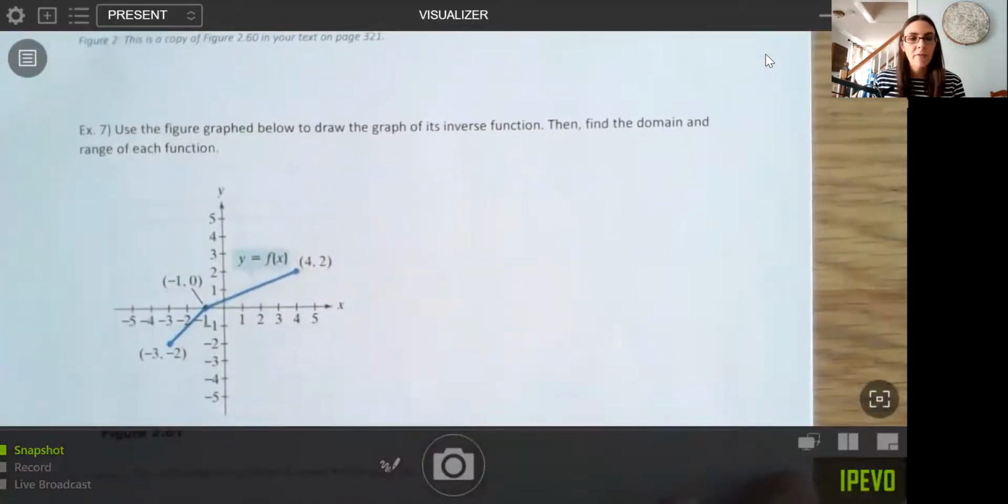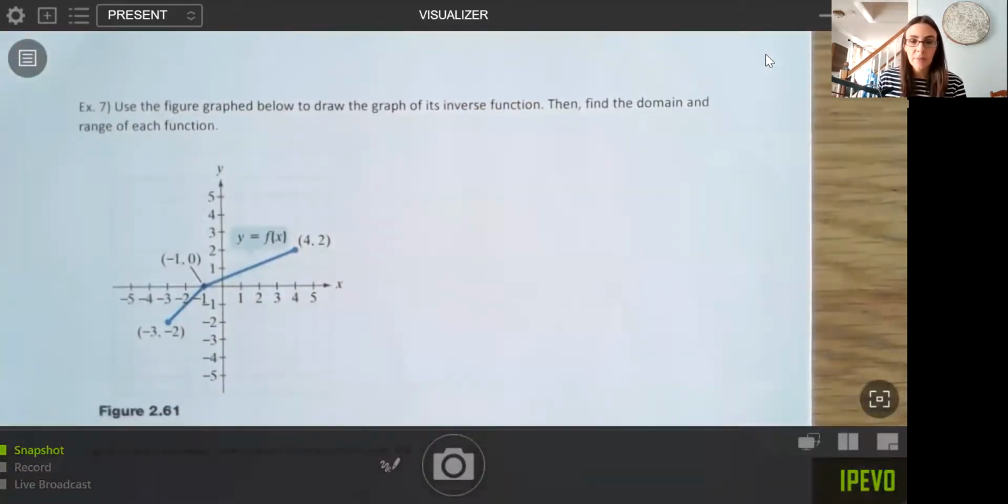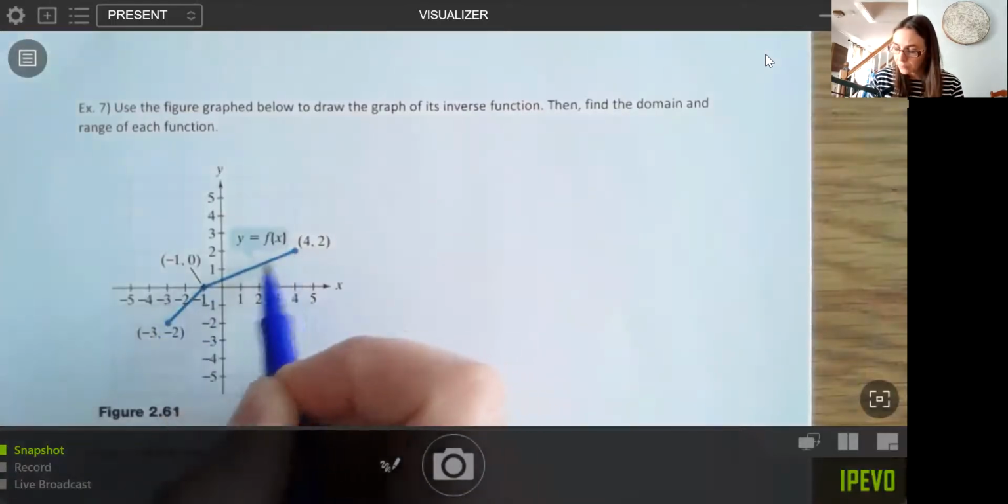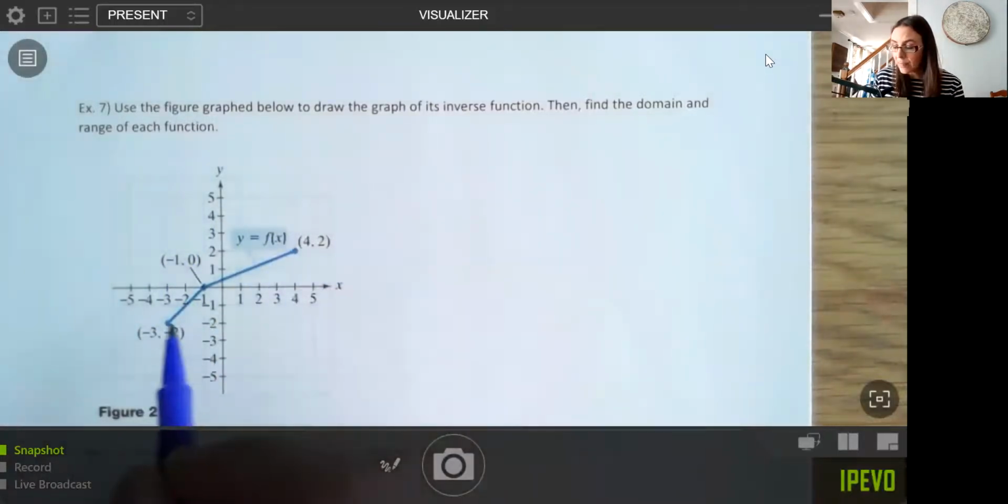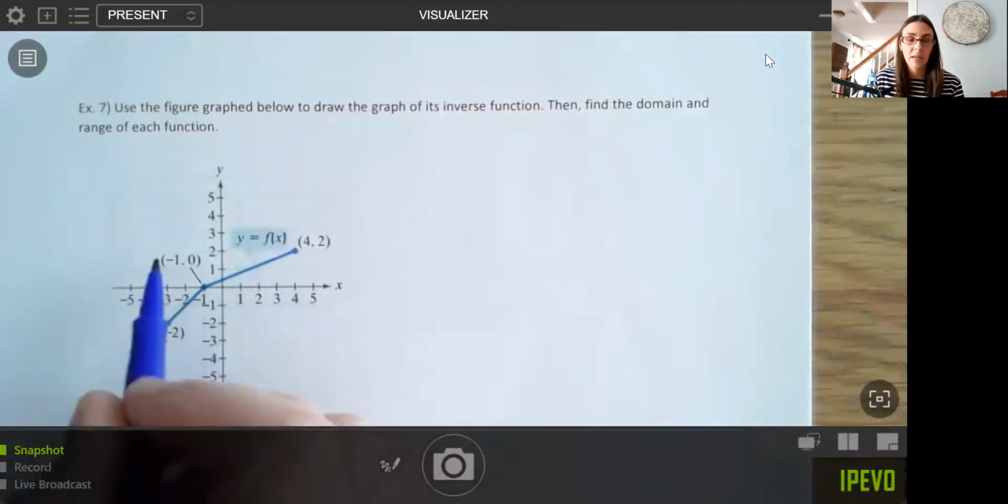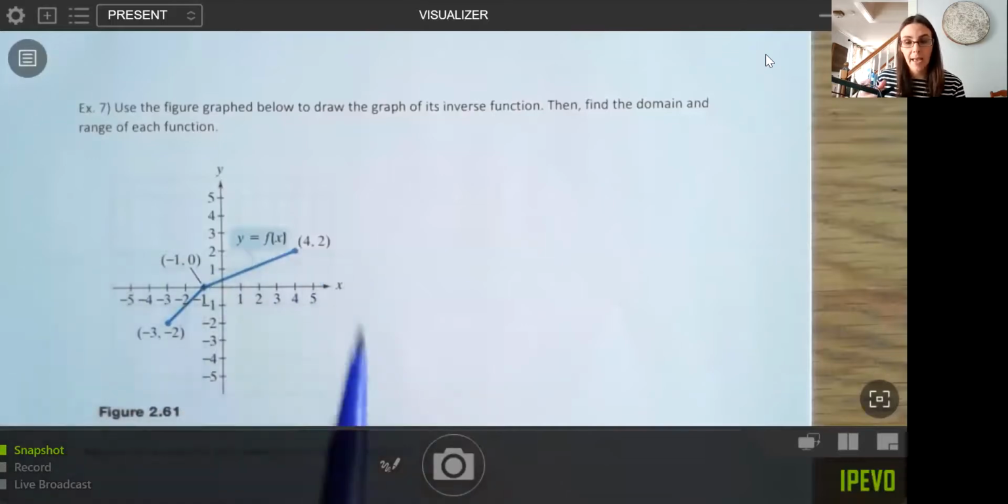So let's use the graph below to draw the graph of its inverse function. And then I also want to find the domain and range of each case. So one thing to note here, this is our original function. It does pass the vertical line test, so it is a function. And it passes the horizontal line test. So if you check this mentally, you pass both tests. So we have a function and it's going to have an inverse. So I do know that I can find the inverse.